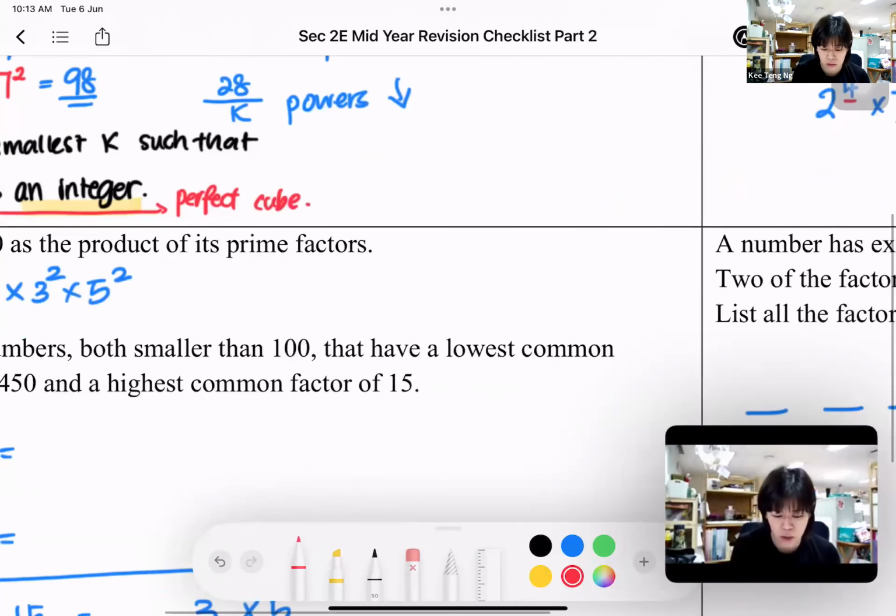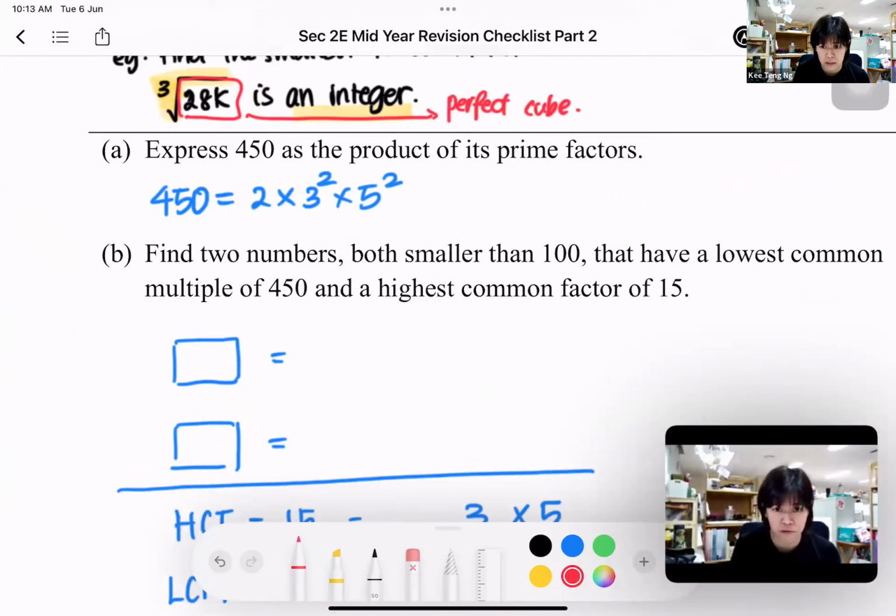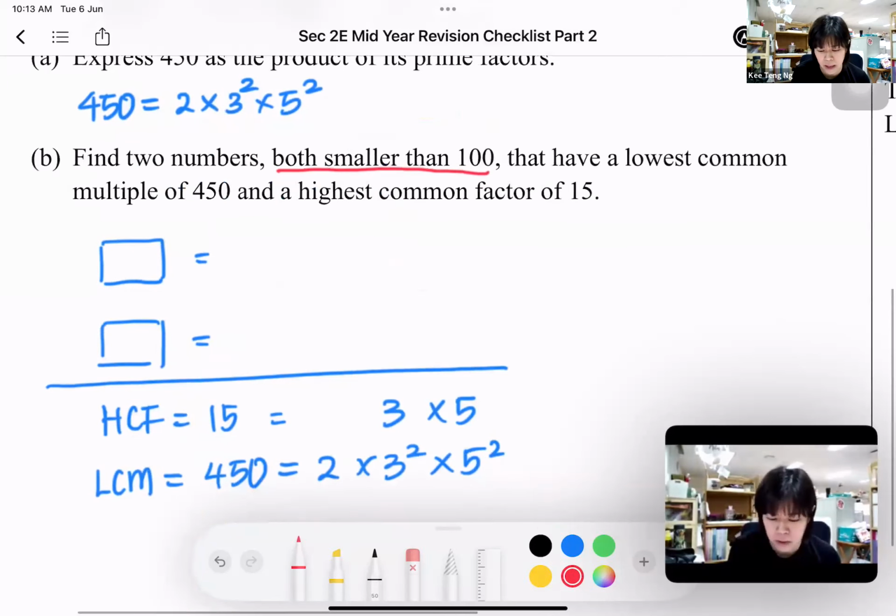Next question. Express 450 as a product of its prime factors. I am assuming you already know how to change 450 to its prime factors already. So 2 times 3 squared times 5 squared. Okay, no problem. Now find 2 numbers. Keyword over here. Both are smaller than 100. Okay, both are small. And we have lowest common multiple, LCM, and highest common factor, 50.